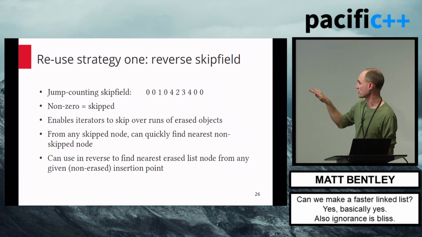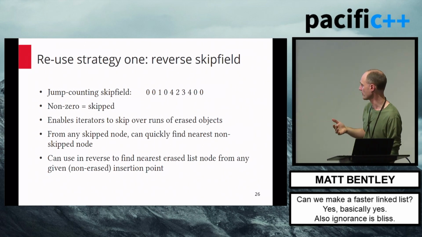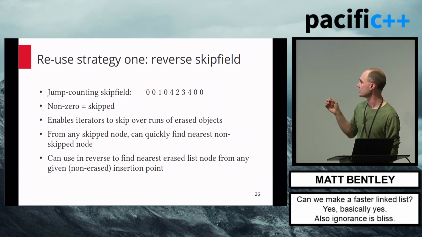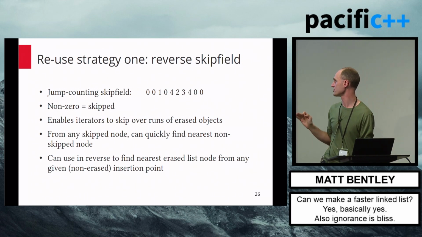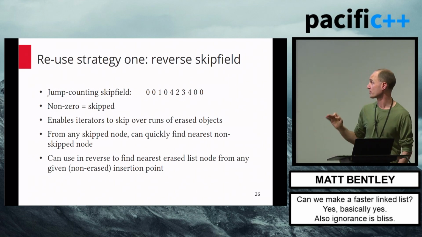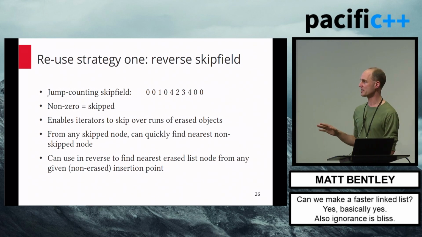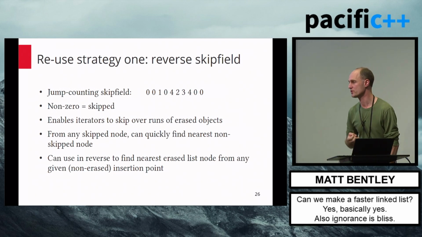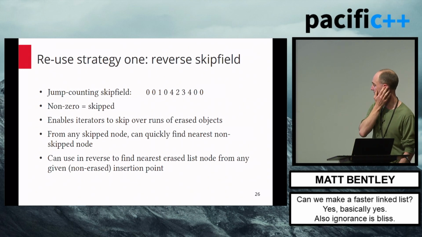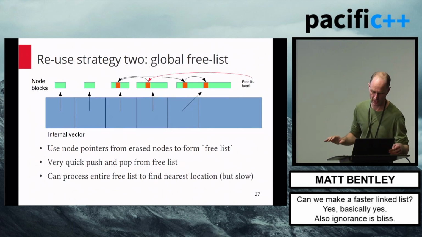So if we use that concept, we can basically use it in reverse with a linked list. Won't go into it in too much detail, to find the nearest erased list node from any given non-erased insertion point. So I tried this and it worked fine, but the problem was that using this sequence normally is fine, but when you reverse it, when you use it to indicate that every skipped node is in fact a non-erased node, the update sequence of it turned out to be too inefficient overall. So that didn't work out so well.